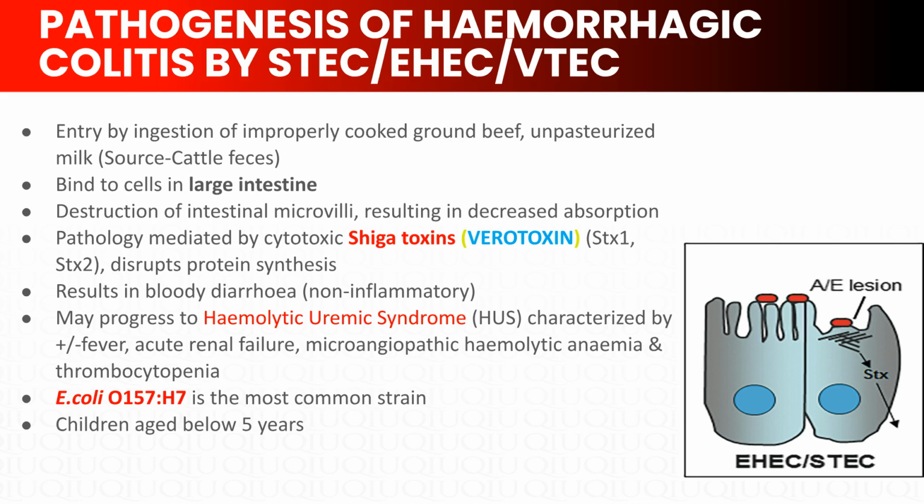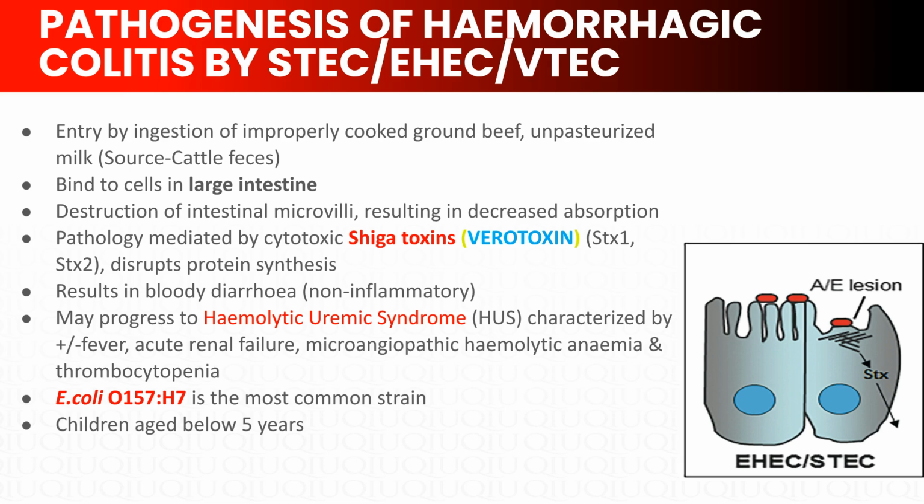But what makes EHEC particularly dangerous are the Shiga toxins it produces, also called verotoxins, hence VTEC. There are 2 types, STX1 and STX2. These are cytotoxic toxins that disrupt protein synthesis in intestinal and vascular endothelial cells. The result? Bloody diarrhea without significant inflammation. This is called hemorrhagic colitis.